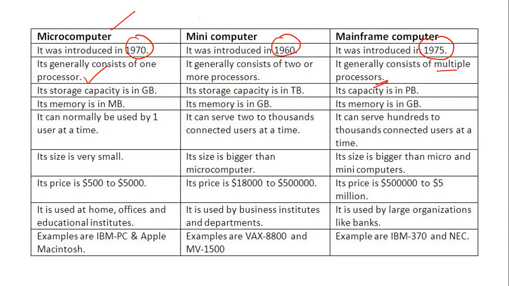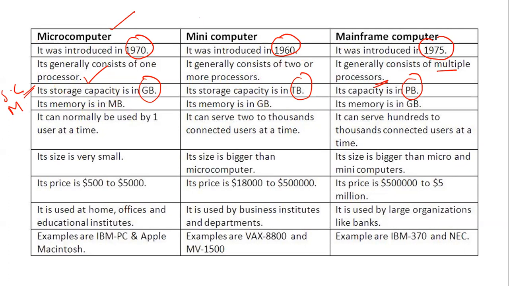Now, capacity: micro is in gigabytes, mini is in terabytes, and mainframe computers is petabytes. Just remember, this is storage capacity. There are 2 points: one is storage capacity and one is memory. When we talk about memory, it is megabytes for micro, and gigabytes for mini as well as mainframe computers. Microcomputers can be used by one user at a time.